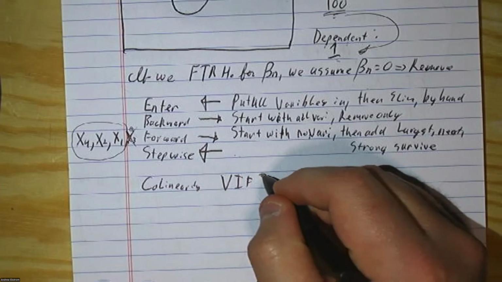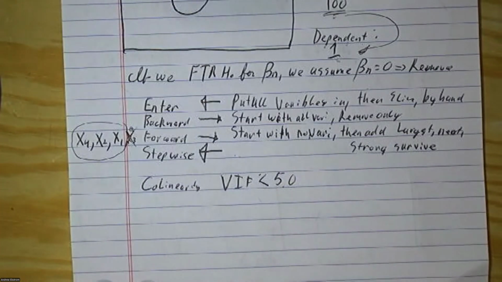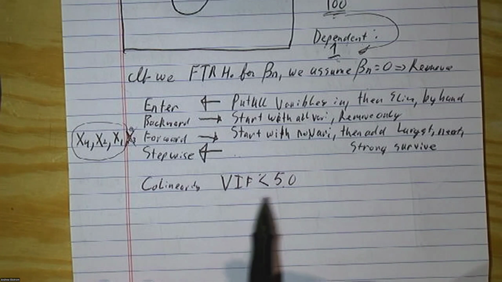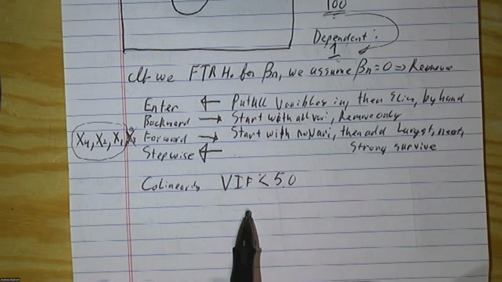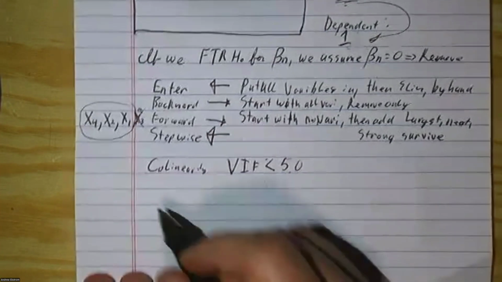VIF should be less than 5 for most models, depending on what it is we're dealing with. I've actually had some models where this number was really, really large, but that's just how those types of models work. Can't do anything about it. Now, the VIF and what this collinearity thing is.